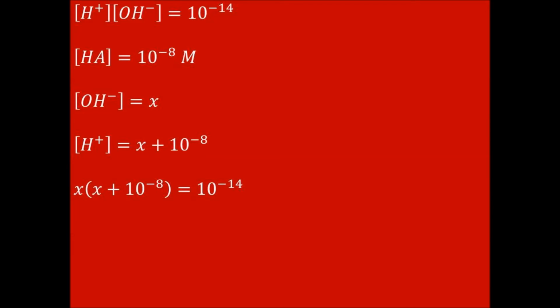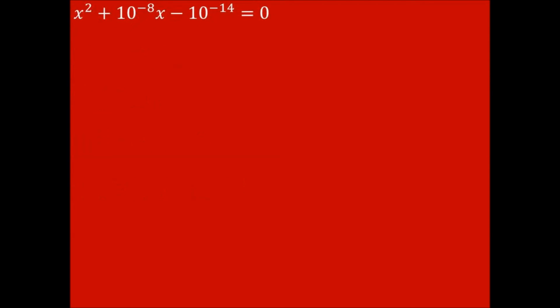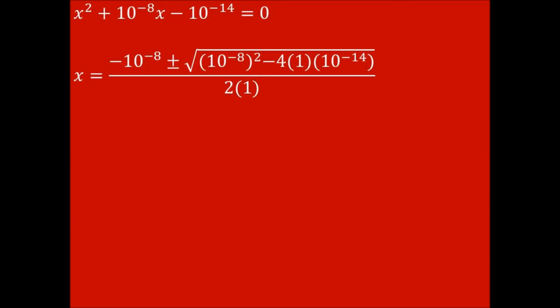So you get the equation X times the quantity X plus 10 to the negative 8 equals 10 to the negative 14. Do some rearranging of the equation and you get X squared plus 10 to the negative 8 X minus 10 to the negative 14 equals 0. Pull out the quadratic formula from algebra and you get X equals negative 1.05 times 10 to the negative 7 or 9.51 times 10 to the negative 8.